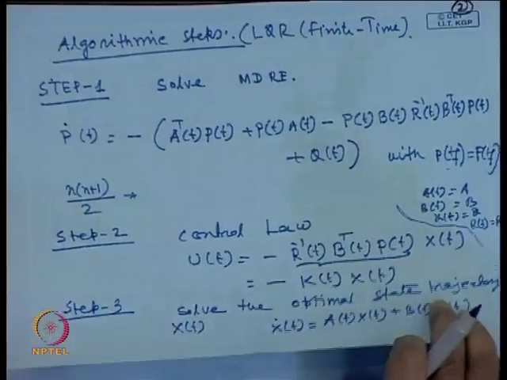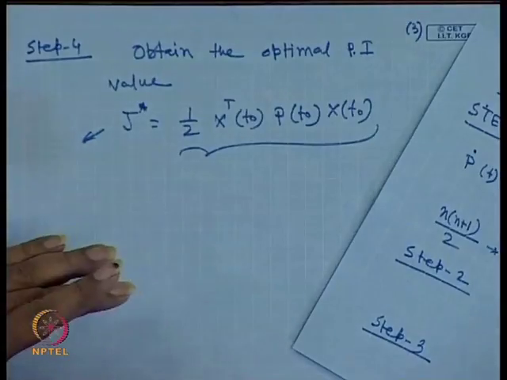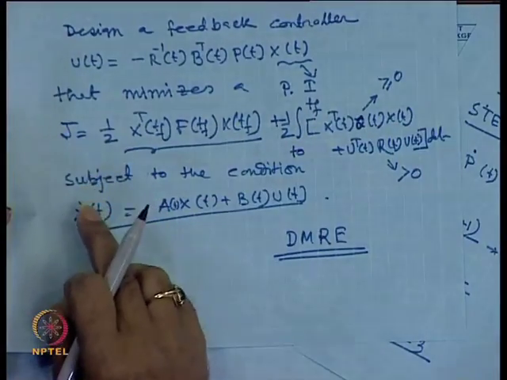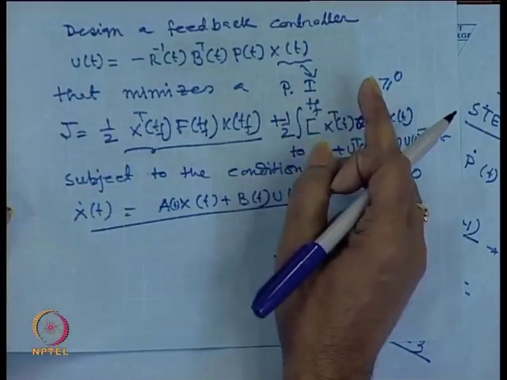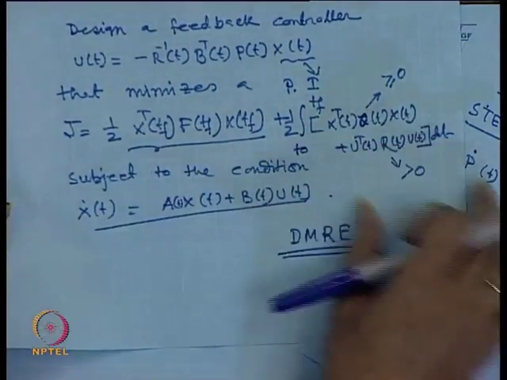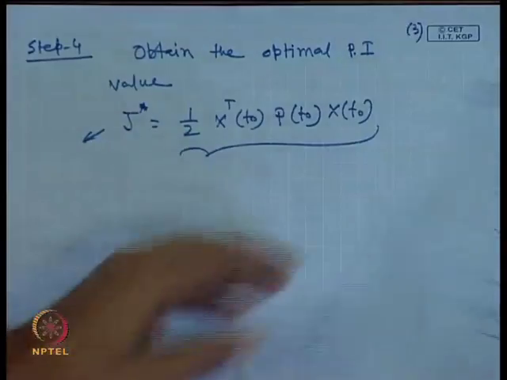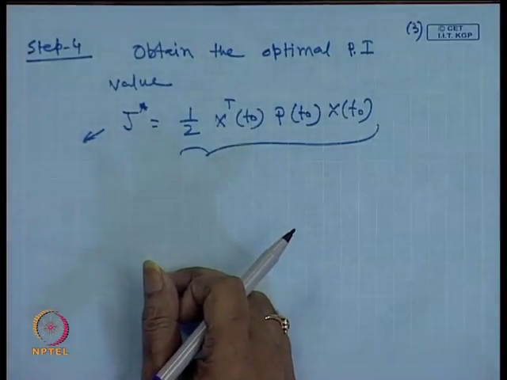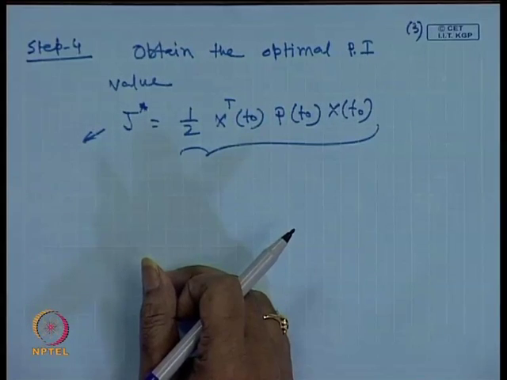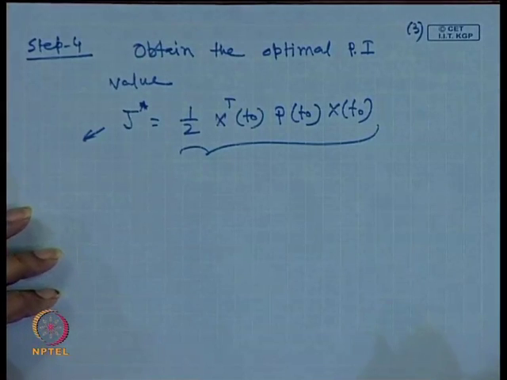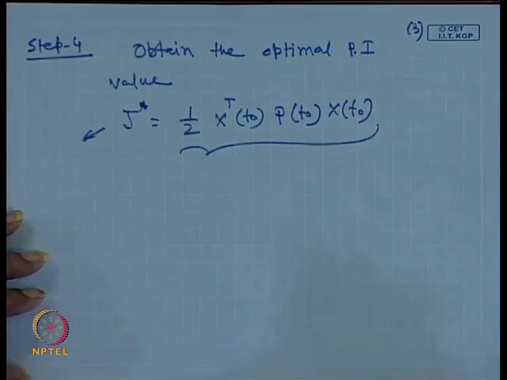What is the performance index? That performance index is the one whose value of J you can compute over the time t is equal to t f, that is 0 to t f. This expression you can find out with this expression. So, we know the algorithmic steps of this one. Now, we will see what the sufficiency condition is to get the nature of optimality.